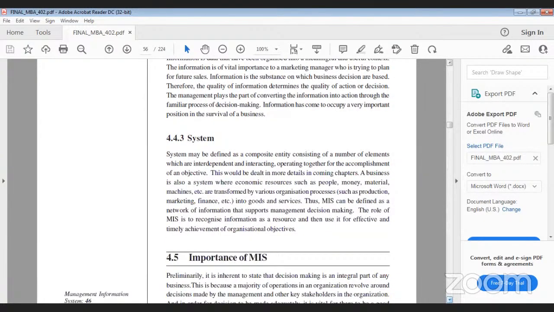System may be defined as a functional unit consisting of a number of elements which are interdependent and interacting, operating together for the accomplishment of an objective. This will be covered in more detail coming up. Software is such as its material, machines, as parts or in process, such as production, marketing, finance, etc.